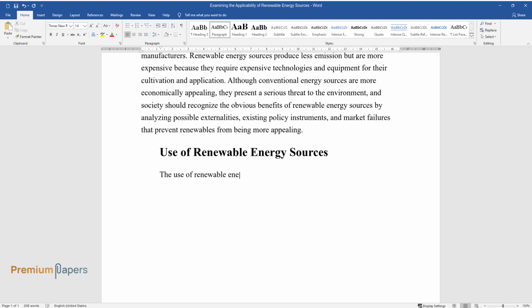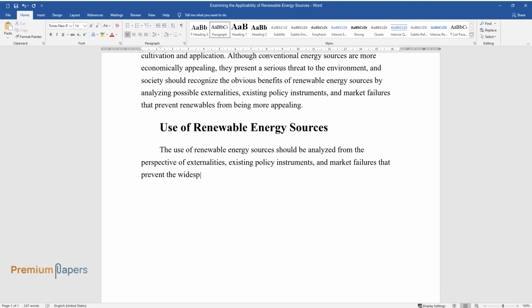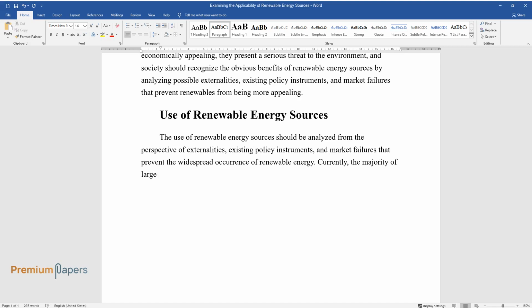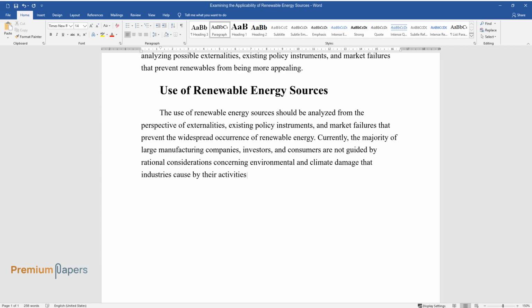Use of renewable energy sources. The use of renewable energy sources should be analyzed from the perspective of externalities, existing policy instruments, and market failures that prevent the widespread occurrence of renewable energy. Currently, the majority of large manufacturing companies, investors, and consumers are not guided by rational considerations concerning environmental and climate damage that industries cause by their activities.